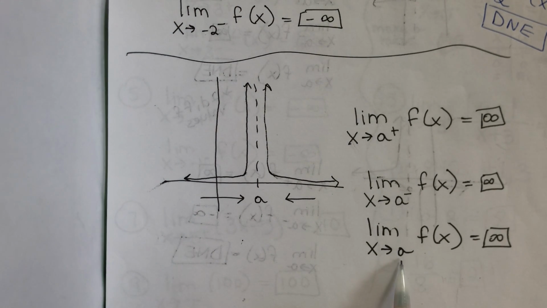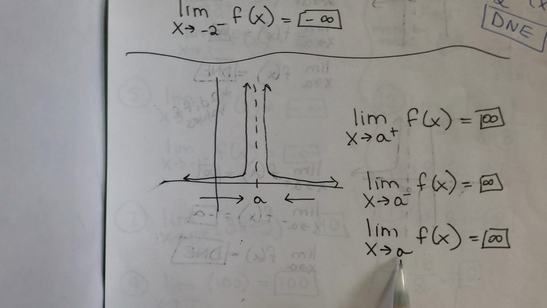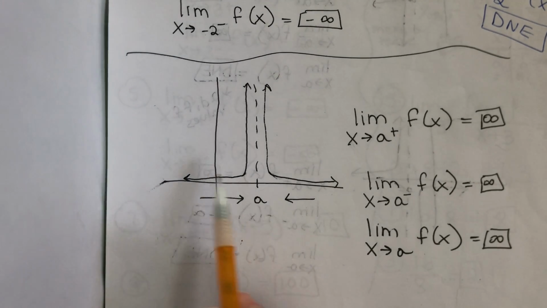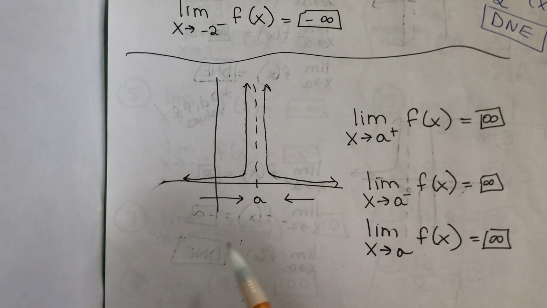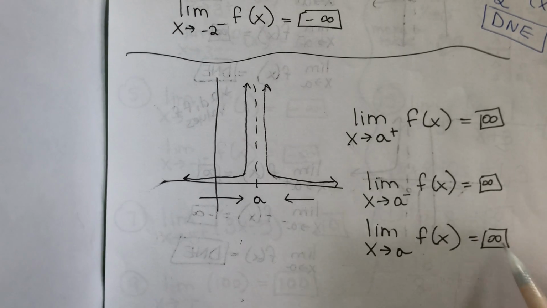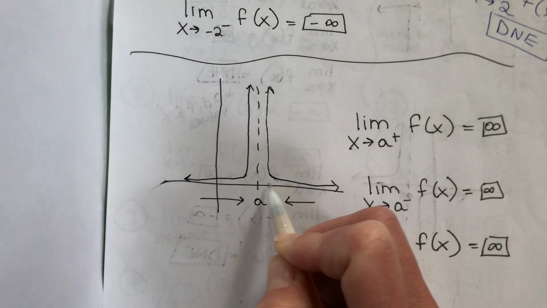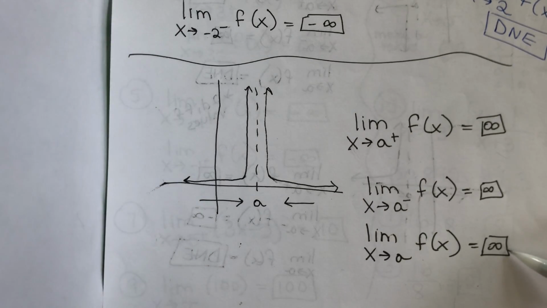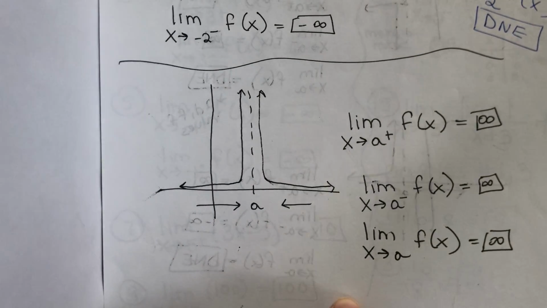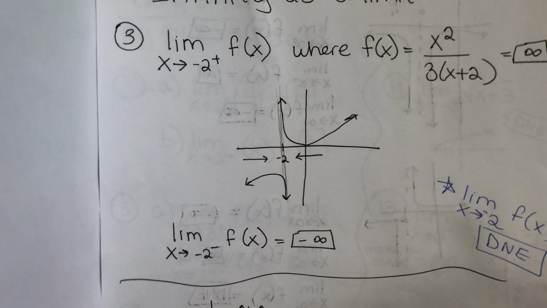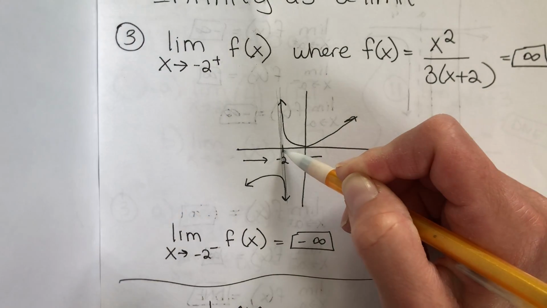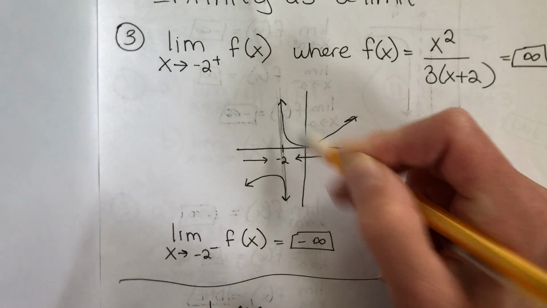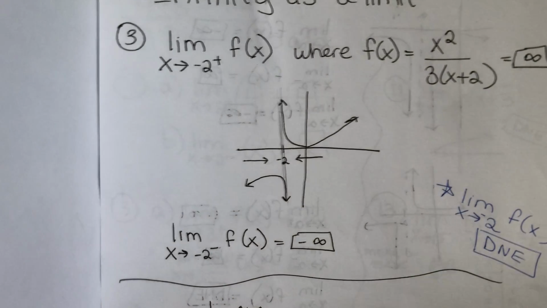When you're looking at it from both directions, the way you approach a from the left and right, the answer has to be the same in order to write down an answer. So if I'm approaching a from the left and right, since both sides are going up to infinity, then I can write an answer. If those values, like the previous example, are approaching a number and going in different directions, one's up, one's down, that's where it does not exist.